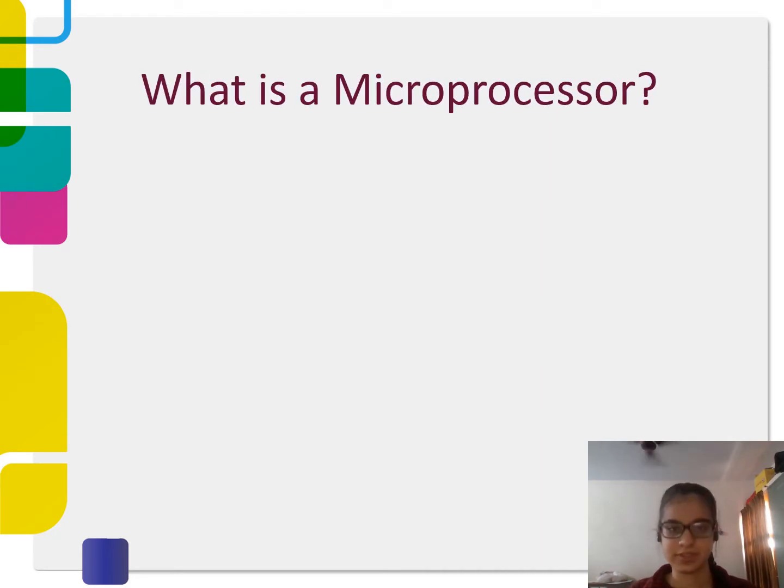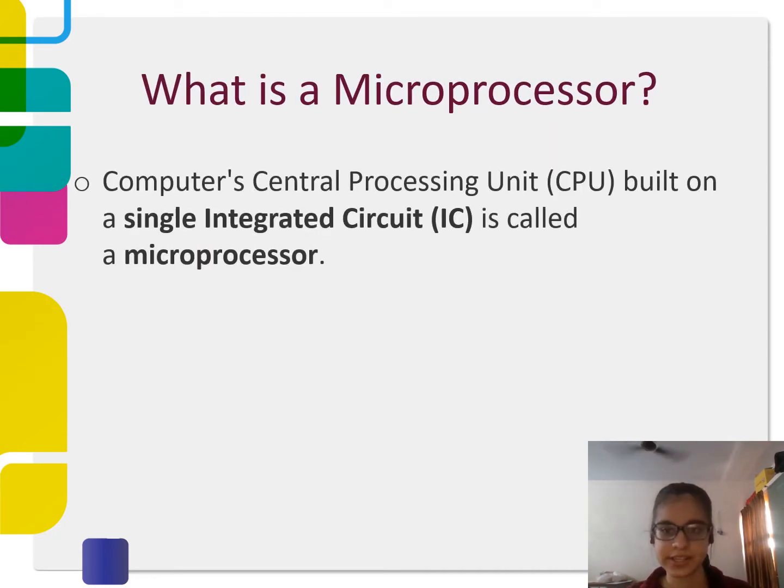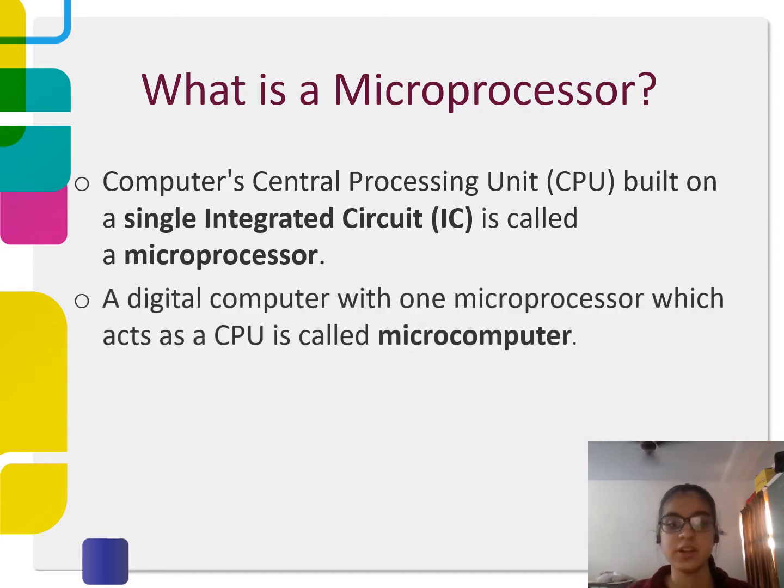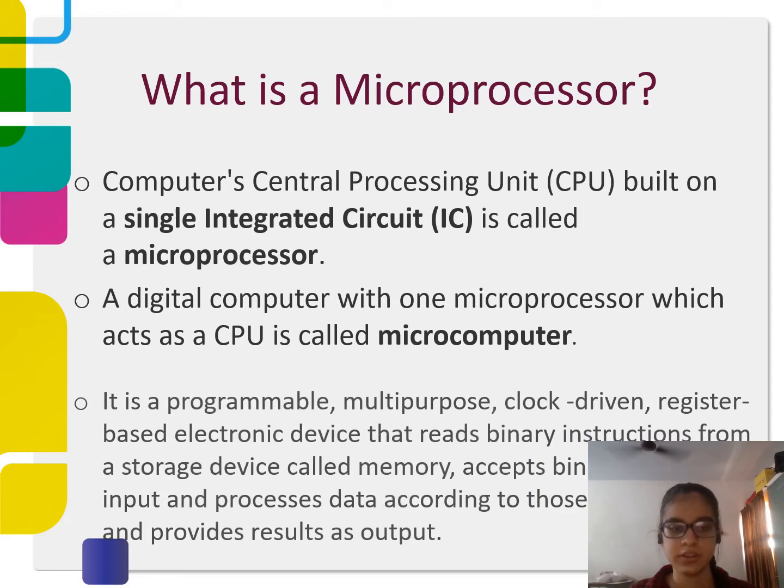So what is a microprocessor? A computer's central processing unit built on a single integrated circuit is called a microprocessor. And a digital computer with one microprocessor which acts as a CPU is called a microcomputer. It is a programmable, multi-purpose, clock-driven, register-based electronic device that reads binary instructions from a storage device called memory, accepts binary data as input, processes data according to those instructions, and provides results as output.